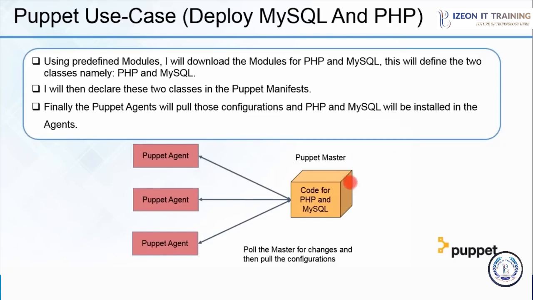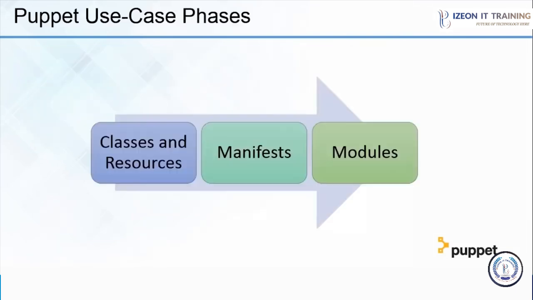So as you can see that there will be a code for PHP and MySQL, and from that Puppet master, it will be deployed onto the nodes or the Puppet agents. We'll move forward and we'll see what are the various phases in which we'll be implementing the use case. All right. So first we'll define classes. All right. Classes are nothing but the collection of various resources. How we'll do that? We'll do that with the help of modules. We'll actually download a module from the Puppet Forge and we'll use that module that defines two classes, as I've told you, PHP and MySQL.